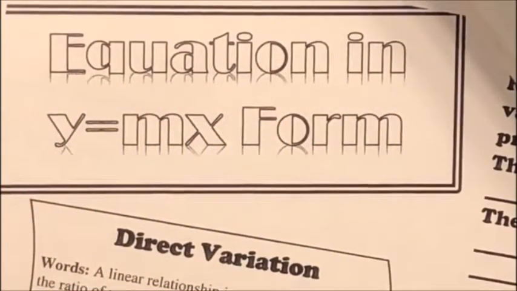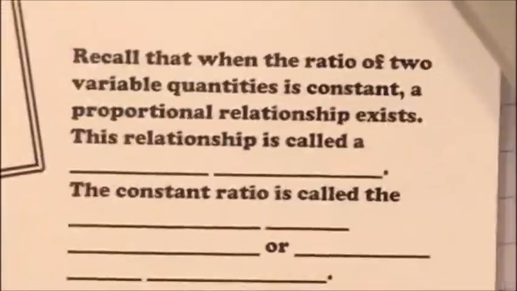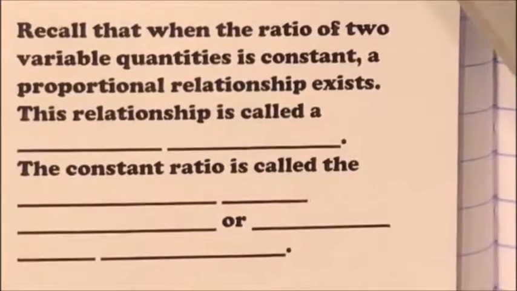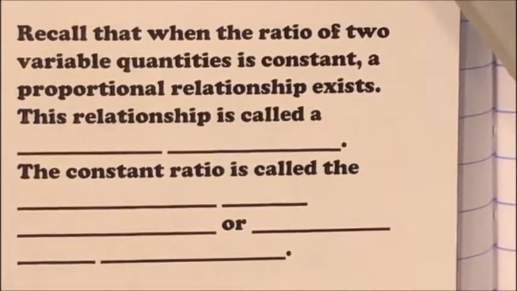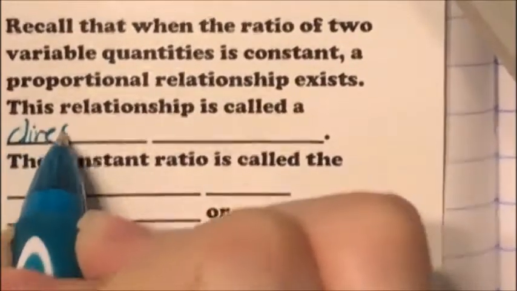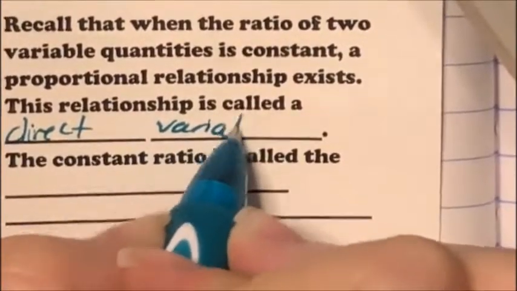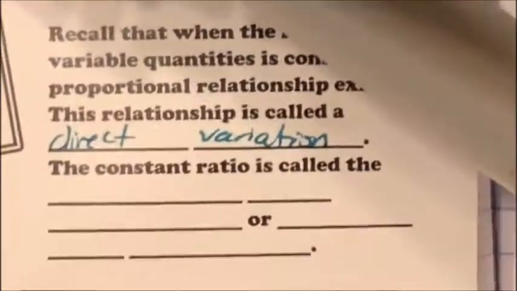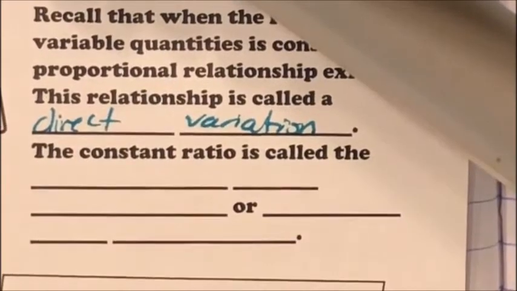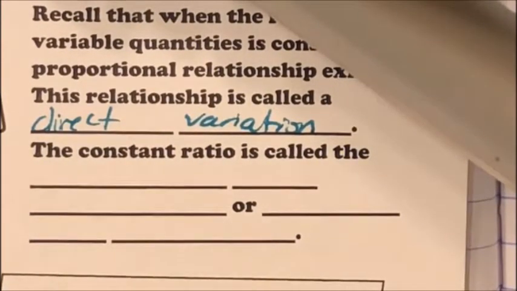This is Chapter 3, Lesson 3, Equation in y equals mx form. We can recall that when the ratio of two variable quantities is constant, a proportional relationship exists. This relationship is called a blank blank, and those two blanks you're going to write direct variation. The constant ratio is called the blank blank blank or blank blank blank.